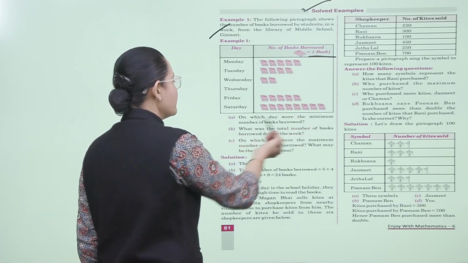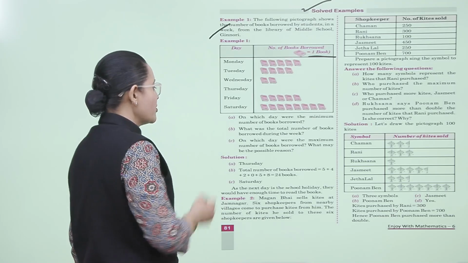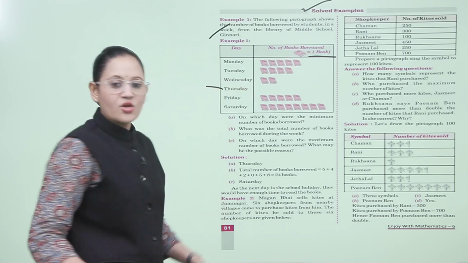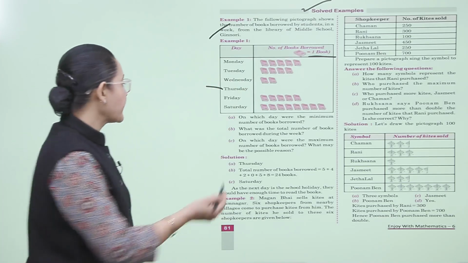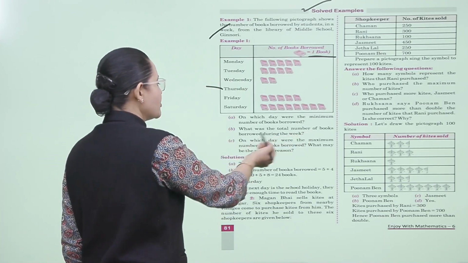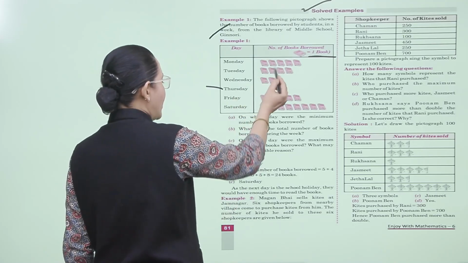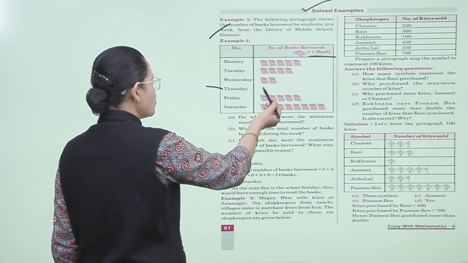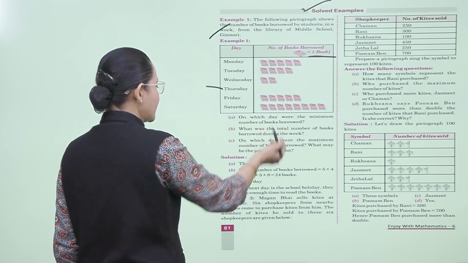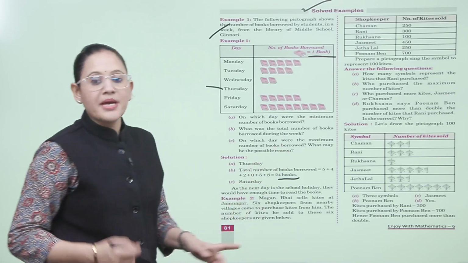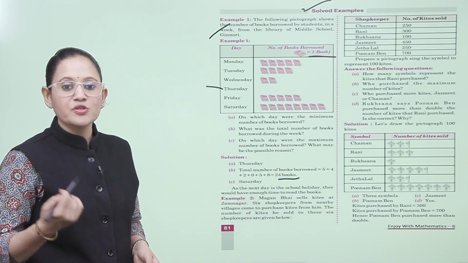On which day were the minimum number of books borrowed? So, the minimum number of books were borrowed on Thursday because there is no book borrowed on Thursday. What was the total number of books borrowed during the week? Total number of books equals 5 plus 4 plus 2 plus 0 plus 5 plus 8, total 24 books.